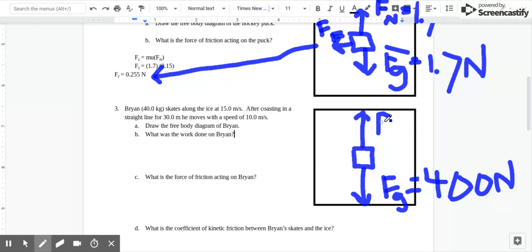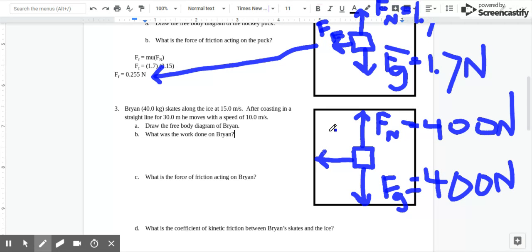And that is going to be 400 as well. Well, whatever. And then assuming he's moving to the right, we're going to draw a force of friction in here. And we don't know what it is yet. We have to do a lot of work to figure that out. Not a lot of work. Maybe you guys think it's a lot of work. That says force of friction.